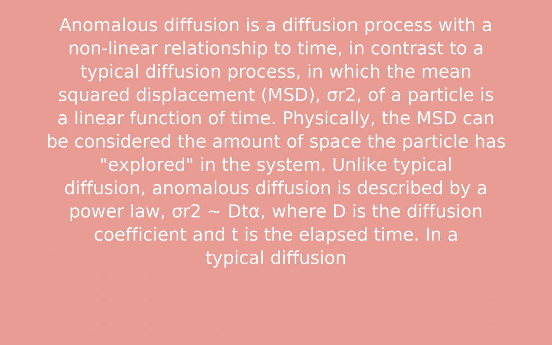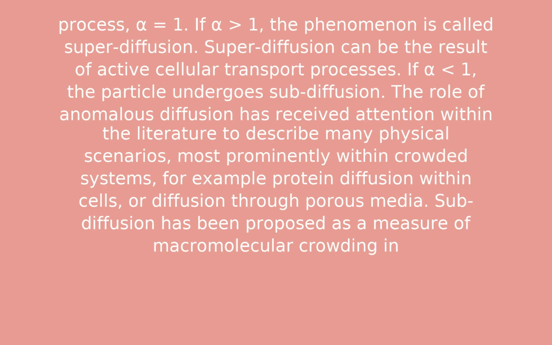Unlike typical diffusion, anomalous diffusion is described by a power law, ⟨r²⟩ = Dt^α, where D is the diffusion coefficient and t is the elapsed time. In a typical diffusion process, alpha equals 1. If alpha is greater than 1, the phenomenon is called superdiffusion. Superdiffusion can be the result of active cellular transport processes. If alpha is less than 1, the particle undergoes subdiffusion.